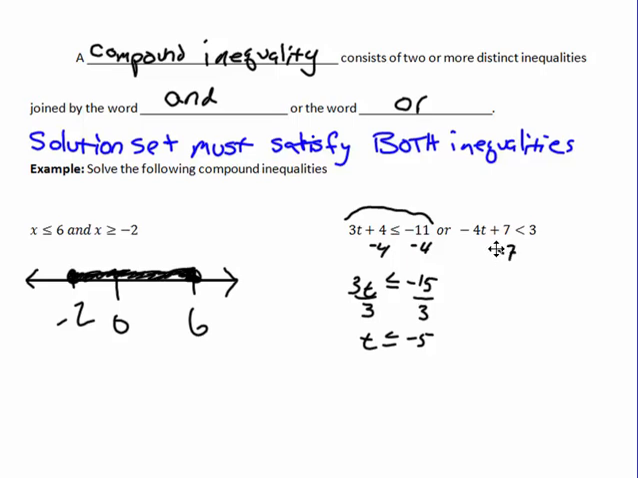So let's solve the other one. Subtracting 7 from both sides, I get negative 4t is less than 3 minus 7. That's negative 4. And dividing both sides by negative 4. And remember, when we divide by a negative, when we're handling inequalities, you've got to switch that sign. Just switch that sign.